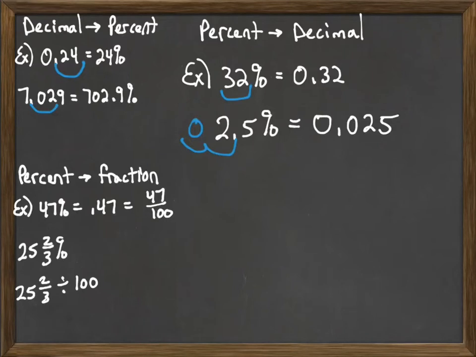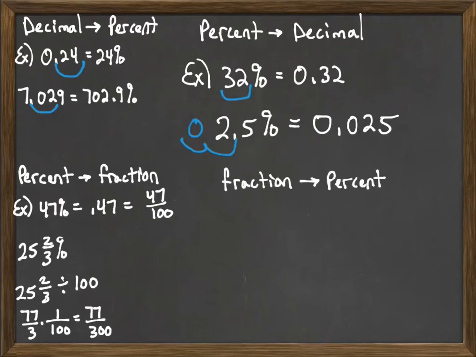Now remember, you can't divide a mixed number unless we convert it to a fraction. So 25 times 3, 75 plus 2, makes that 77 over 3. Dividing by 100, we multiply by its reciprocal, we flip it. So we get times 1 over 100. And then we look to cancel, nothing cancels. So we go ahead and we multiply: 77 over 300. That would be the fraction for 25 and 2/3.